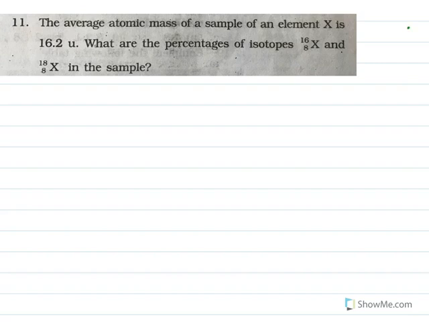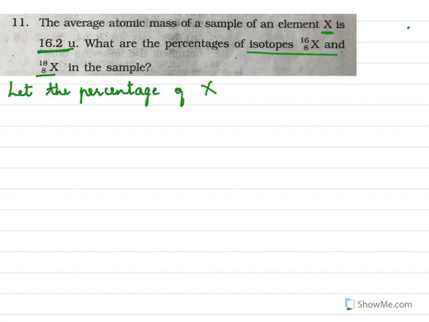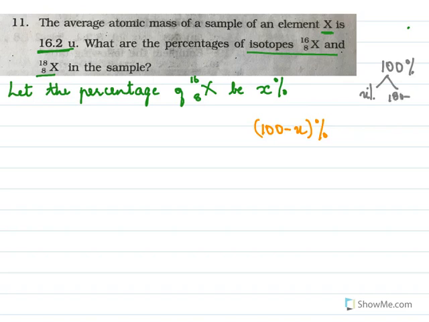If the average atomic mass of a sample of an element X is 16.2, what are the percentages of the isotopes X16 and X18? So we'll say let the percentage of X16 be x%. If this is x%, then the other isotope will definitely be 100 minus x%. Because see, if you have 100%, if one is x%, what remains is 100 minus x. So the percentage of the X18 will be 100 minus x.